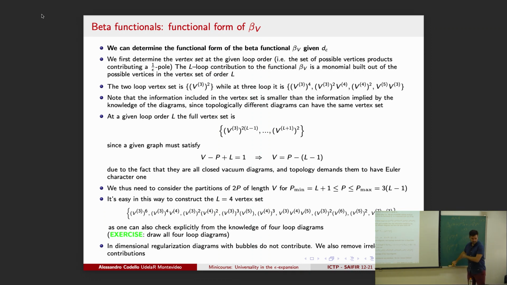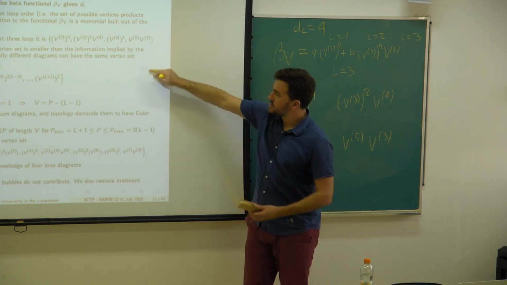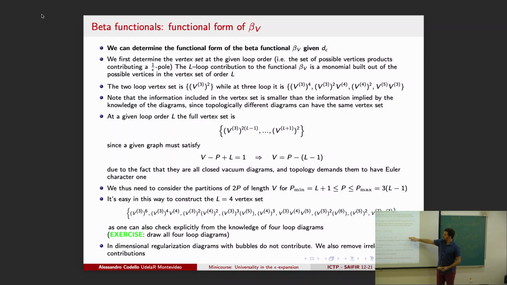What I want to show you before writing down the result is that we can infer these building blocks, the vertex set, simply by topology, because we know that every graph must satisfy this equation. So there is a relation between the potential, the number of vertices and the power p of the propagators. And then we can ask ourselves, over which values of p does it run? L is given, so let's choose p to be our dependent variable. Then p will run from p minimum to p max.